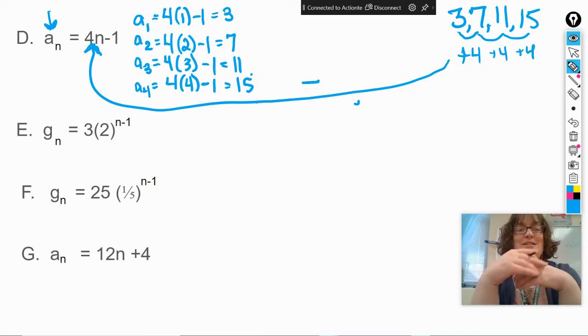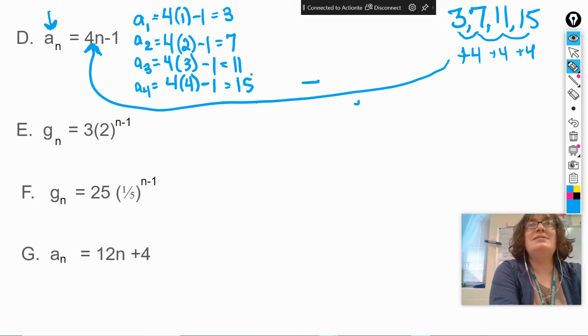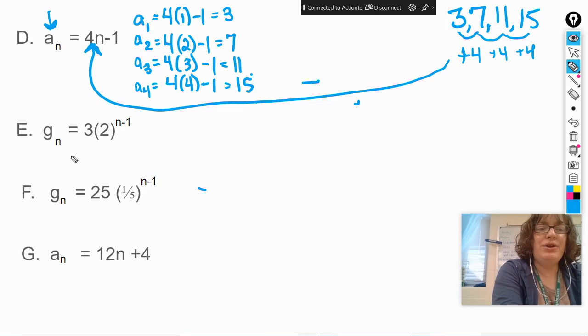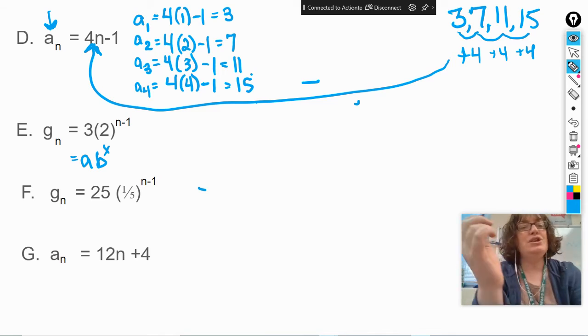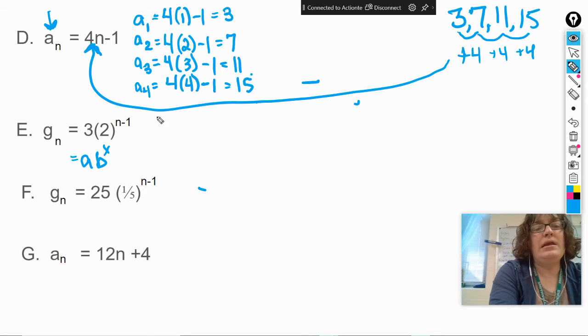All right, let's move on to letter E. Letter E looks a little bit different. It's got a G there, so that's my hint that this is going to be geometric. But I hope that this setup looks familiar to you. It should look a little bit like our exponential functions, a, b to the x. So much like we did on that last one, in order for me to find the first term, I'm going to find g sub 1, so I'm going to replace my n with a 1.